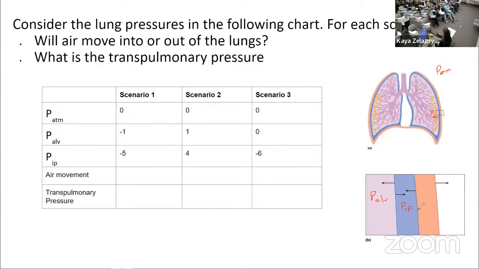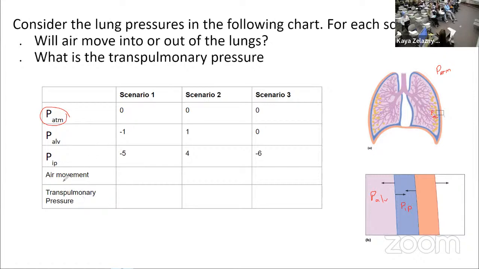Okay. So these are the three things we're looking at in this table. And we might note immediately after we look at our numbers that what we see are relative pressures. So we've set the pressure of the atmosphere to 0 in all of these cases so that we have easier numbers to work with, essentially. Okay. So as we're moving through each scenario, we want to first figure out whether air is moving in or out of the lung. And then we're going to add on this concept of transpulmonary pressure so that we pay attention to all of these numbers.